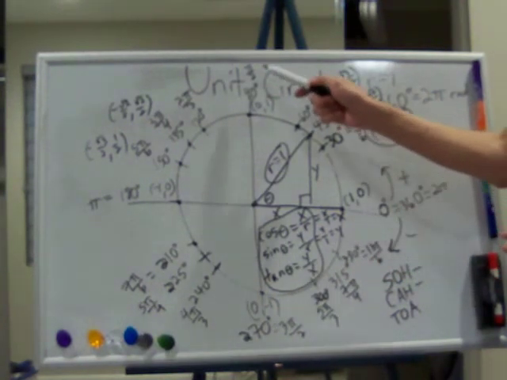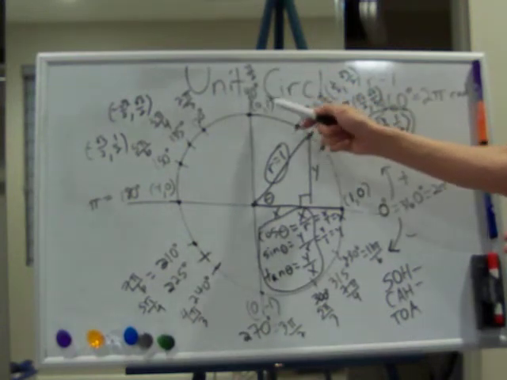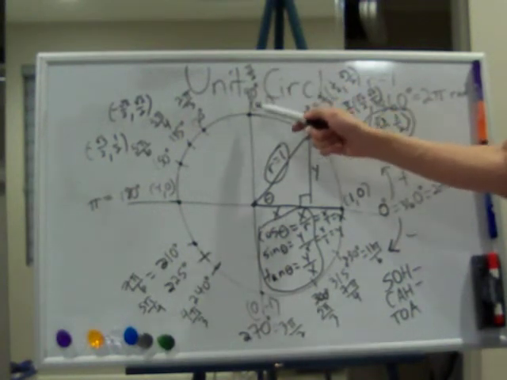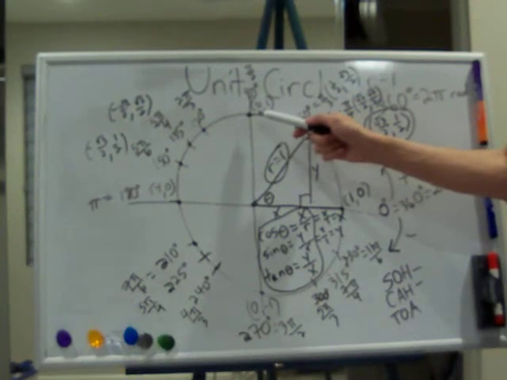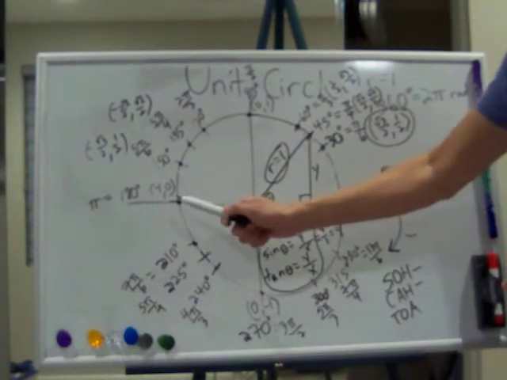How about tangent of pi over 2? Tangent of pi over 2 equals 1 divided by 0. Well, hopefully you know you can't divide by 0. It's going to be undefined. So tangent of pi over 2 is actually undefined. You can't do it, okay? What about tangent of pi?